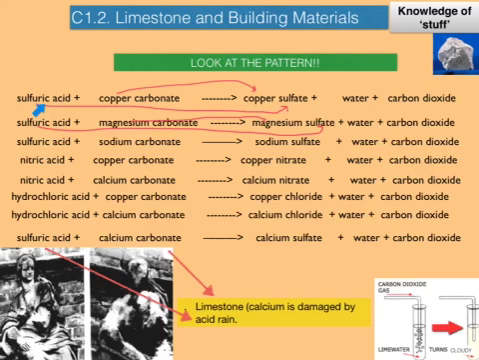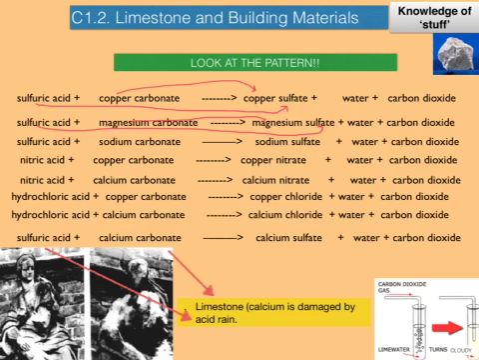So the name of the acid changes in a salt. If you've got sulfuric acid, you're always going to get sulfate. Down here, if you've got nitric acid, you're always going to get nitrate. And if you've got hydrochloric acid, you're always going to get chloride. For these reactions, remember, you've always got your water, you've always got your carbon dioxide. So if I've got hydrochloric acid plus copper carbonate, I'm going to get copper chloride, because I'm using hydrochloric acid, plus water, plus carbon dioxide.